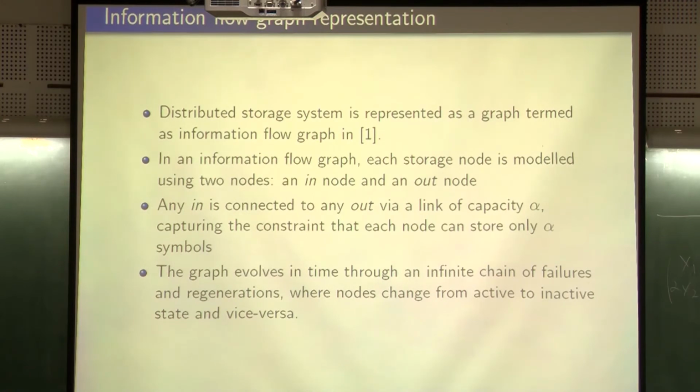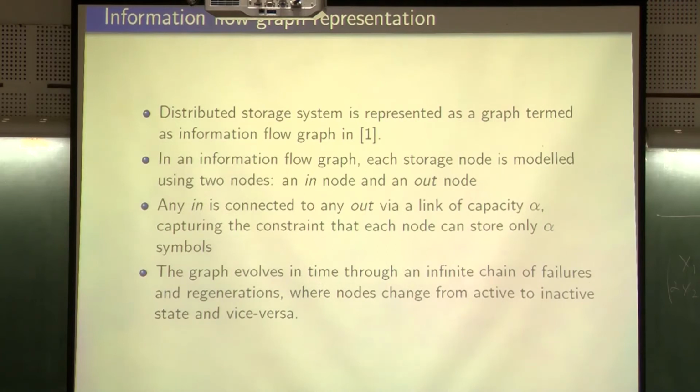So now you understand where you cut the things. If you cut after the storage node, that means you will be choosing alpha as the bandwidth. If it is before, you cut the node, you choose d times beta. So any in node is connected to any out node by capacity alpha, capturing this constraint that each node can only store alpha symbols.